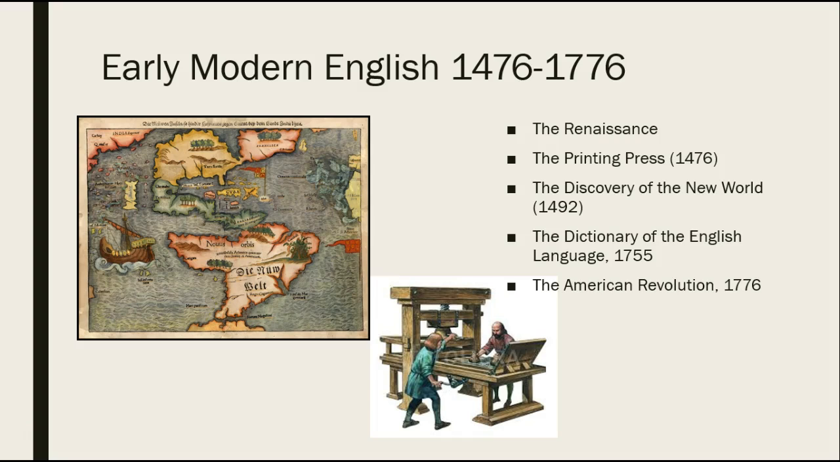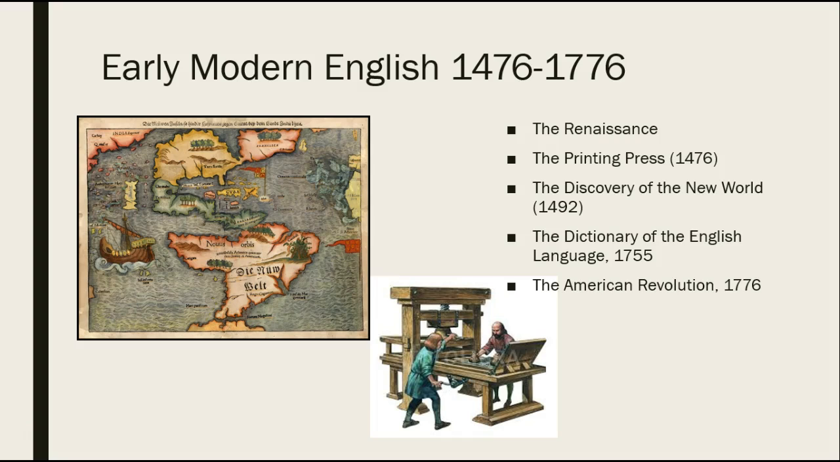In fact, it's estimated that during the period of Middle English, there was probably about 2% literacy. And in the early modern period, this rose to 50 to 60% literacy, which is really incredible if you think about it. And of course, the rise of literacy led to the rapid expansion of the vocabulary. The other significant event is, of course, the discovery of the New World in 1492.